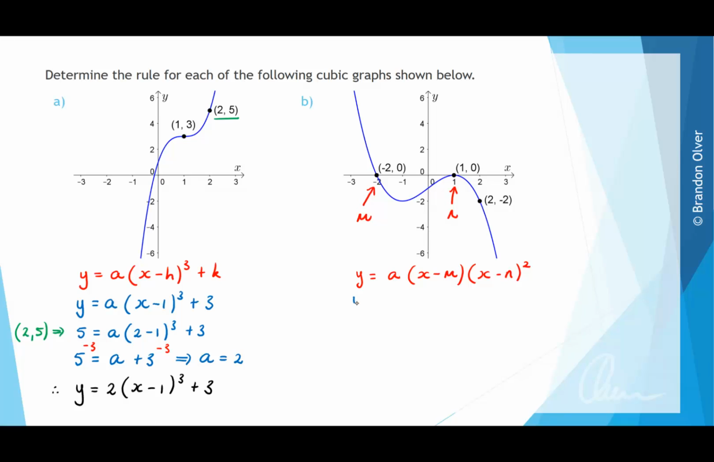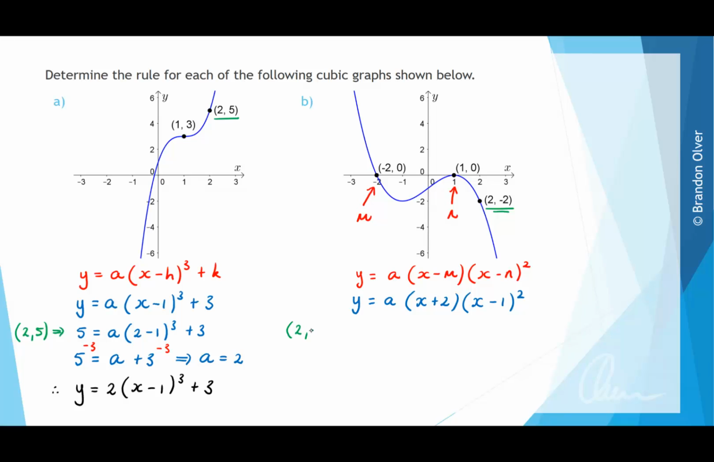So subbing in the m and n, we have y equals a, and for the first bracket we have x plus 2. According to the null factor law, having a linear factor of x plus 2 gives an intercept of x equals negative 2. And then having a repeated factor at 1 means that (x minus 1) all squared is this bracket here. Once again, we use the additional point, this time it's (2, negative 2).